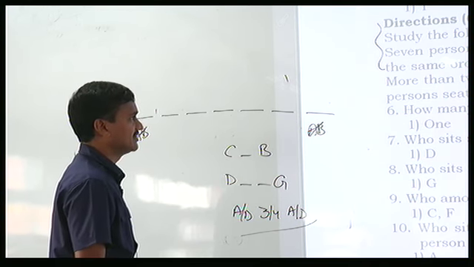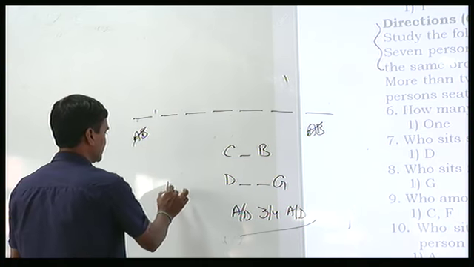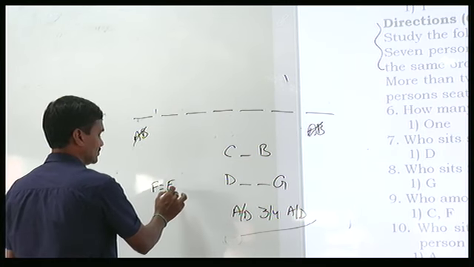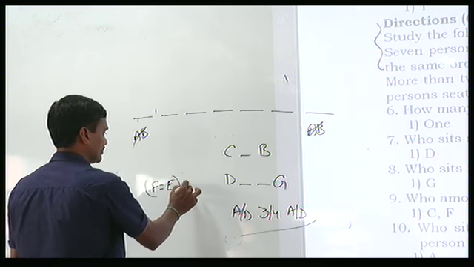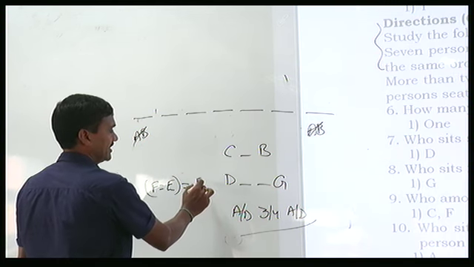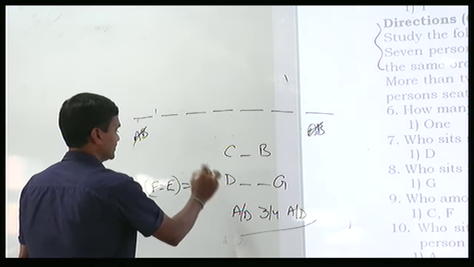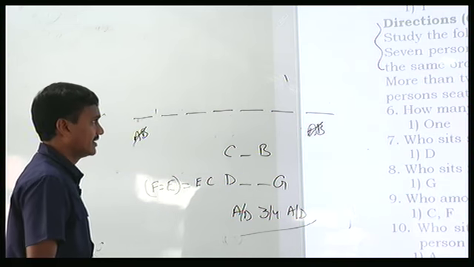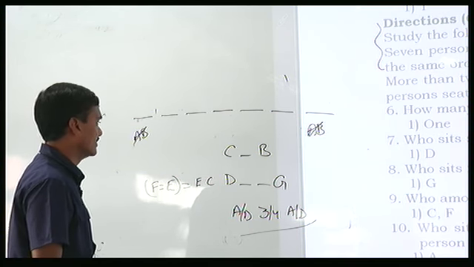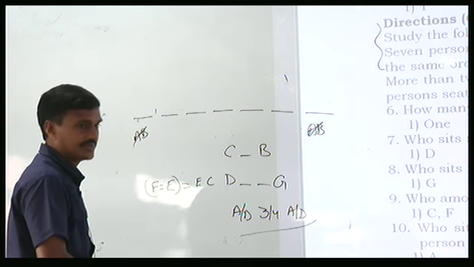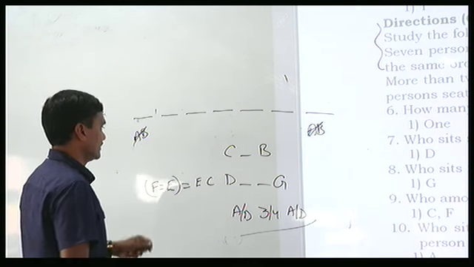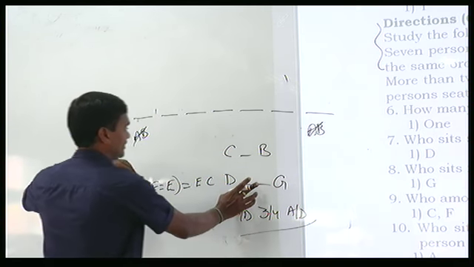The number of persons in between E and F equals the number of persons between E and C. Hence, between C and E and between E and F, the number of persons is the same. Then how to start with this one? Then can we start with D directly?